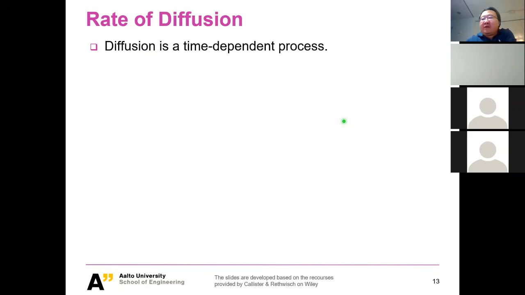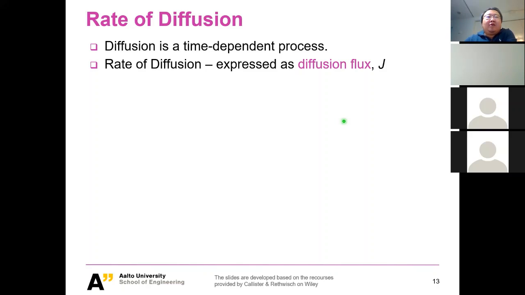Now let's move to some quantitative description about diffusion. Here we're going to talk about basically three important equations. The first one is more related to the diffusion itself. As you can see, diffusion is a time-dependent process. Yeah, it takes time for all the atoms, either vacancy or interstitial diffusion. They will take time to really get it done.